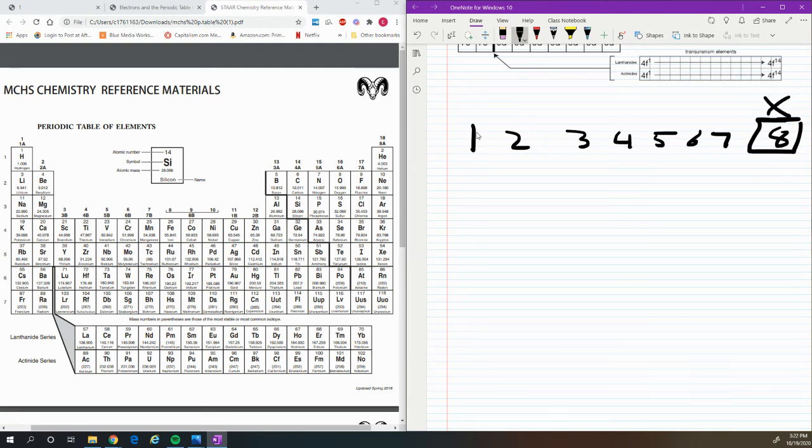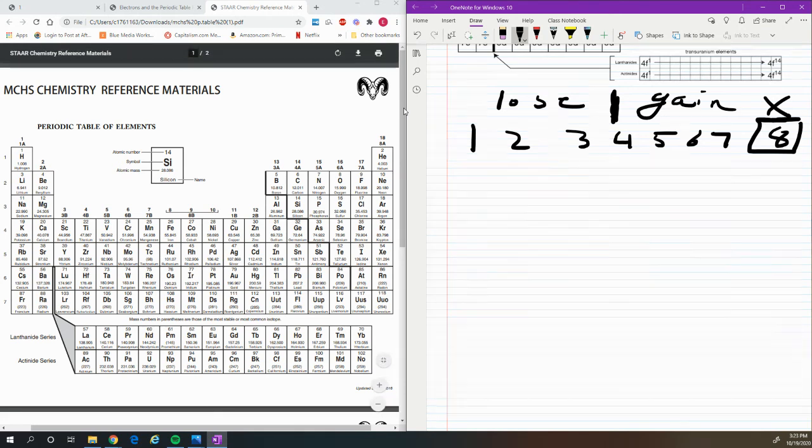If we're looking at 1 through 7, group 1 will have 1, group 2 will have 2. What's the very middle of this? 1, 2, 3, 4, 5, 6, 7. 4 is the very middle of it. Anything to the right of group 14 is going to gain. Anything to the left is going to lose. So you're going to want to follow this set of rules. Anything in group 14 can go either way. It can gain, it can lose. It's kind of in between.